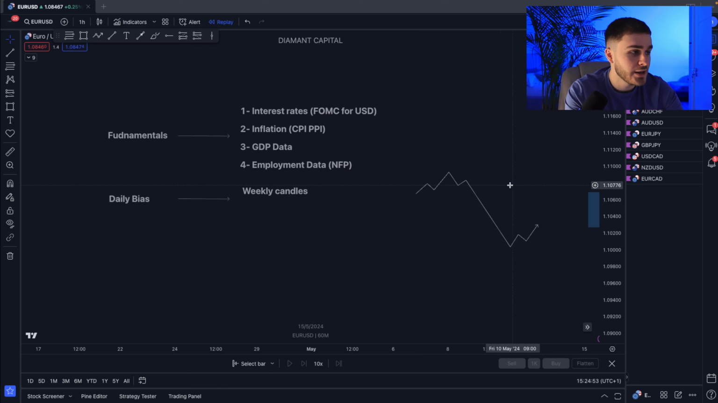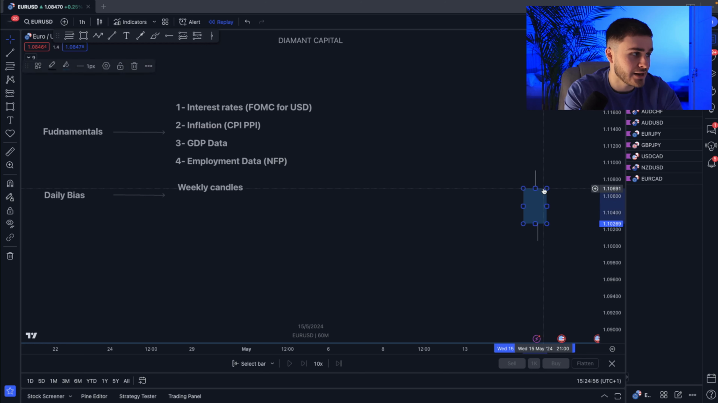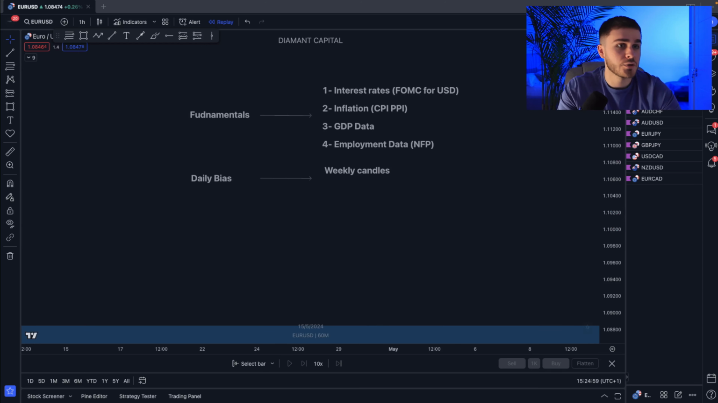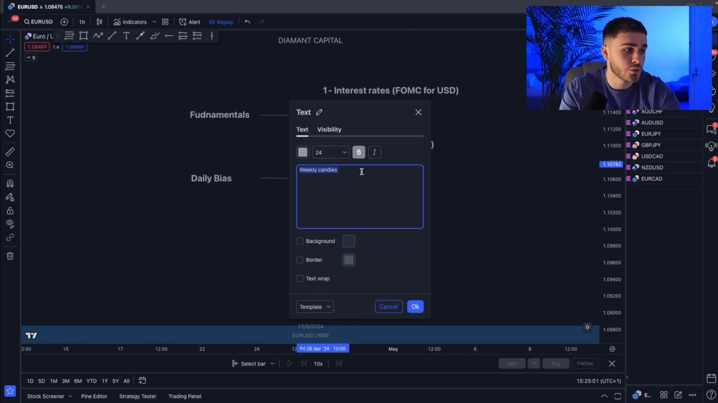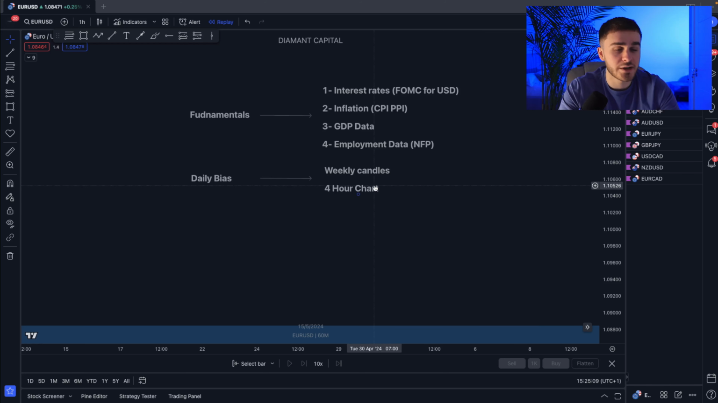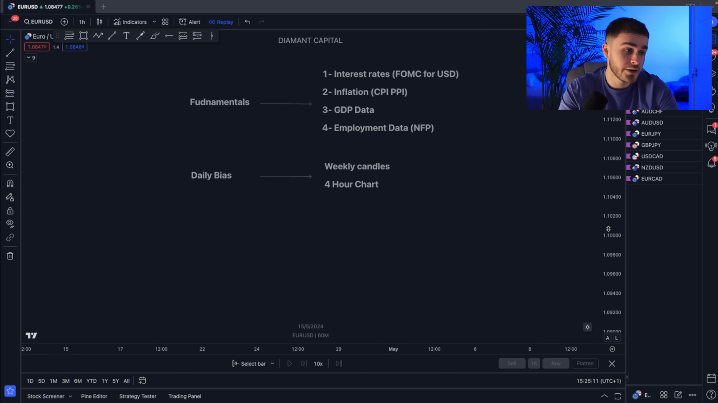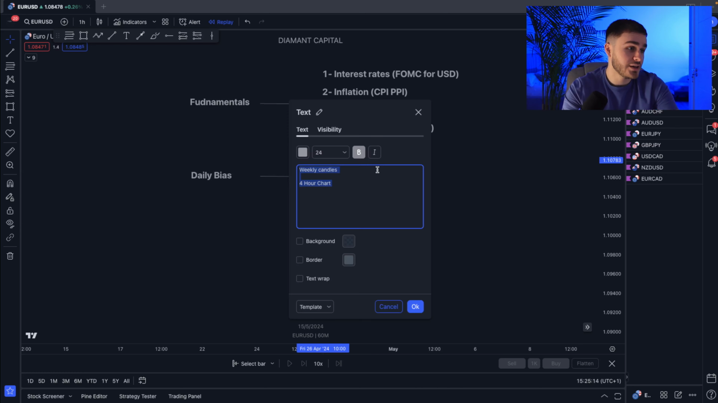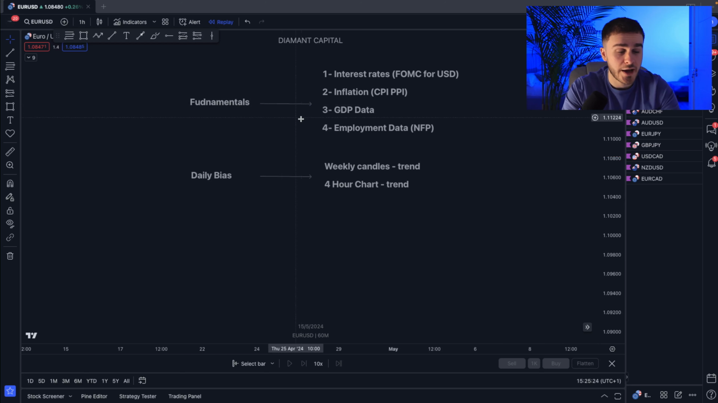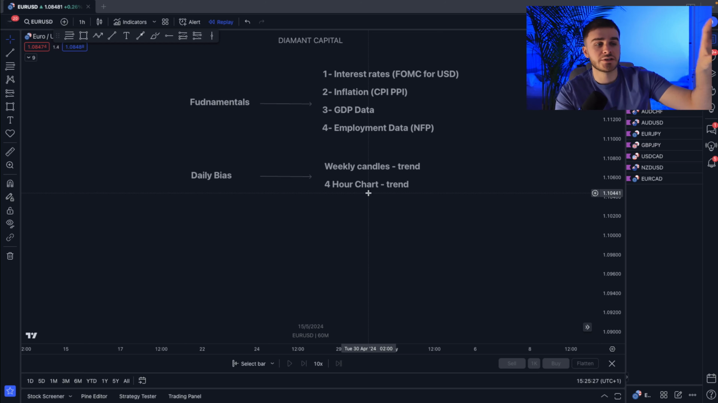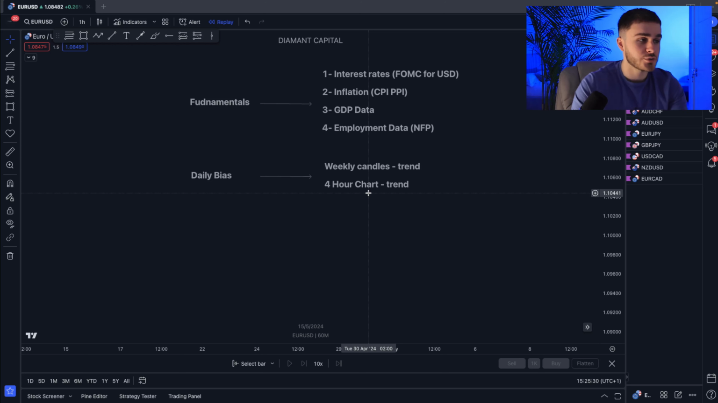Now, the second thing, once we actually have this in line, in terms of the daily bias, I would actually take it down to the next step. Now, we've obviously looked at our weekly candles. The next part is looking at the 4-hour chart in terms of direction. Now, why would I look at the 4-hour chart? For me personally, I do believe that the daily bias, let's just make it very clear, the weekly candles would identify the trend. The 4-hour chart would identify the trend as well. And also, I would give some priority to fundamentals, given an insight of what the trend will actually be.